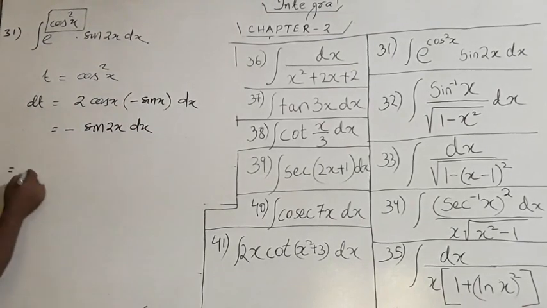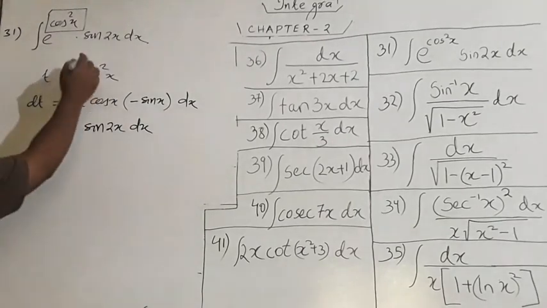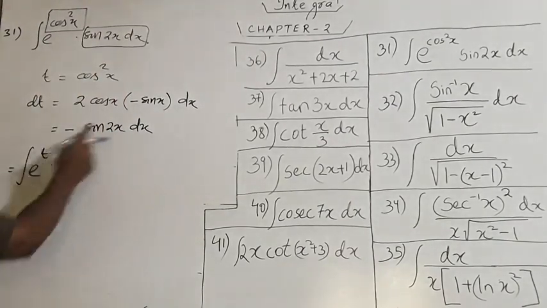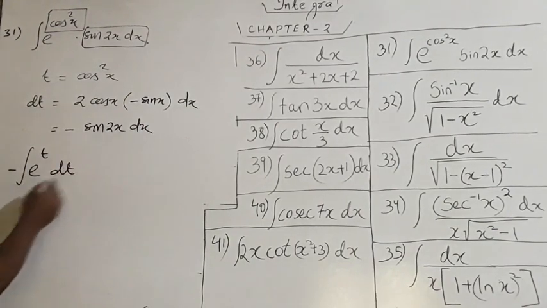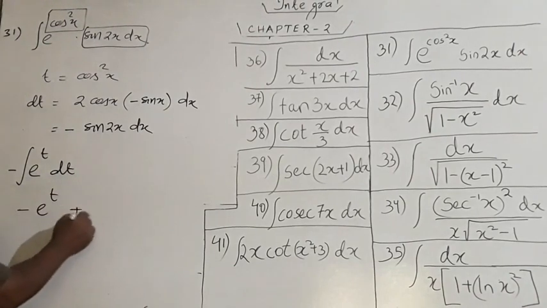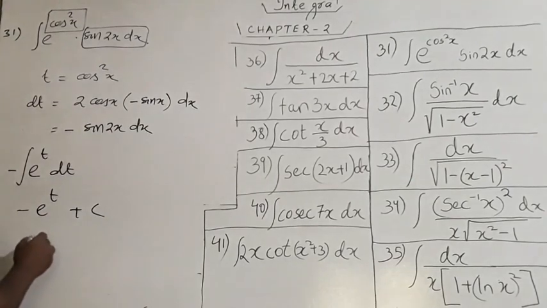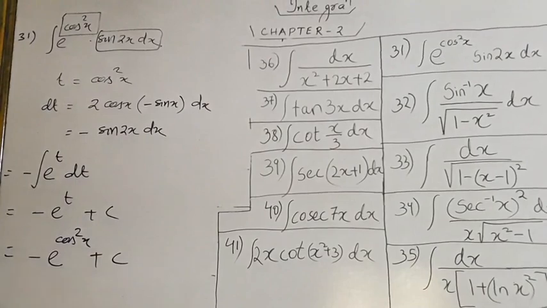Now the problem becomes e to the power t. Then you have to convert everything to t. Sin 2x dx is what? It is minus dt. And you know the integration of e to the power t is e to the power t plus c. That is minus e to the power t. T means what? Cos square x plus c. Okay.